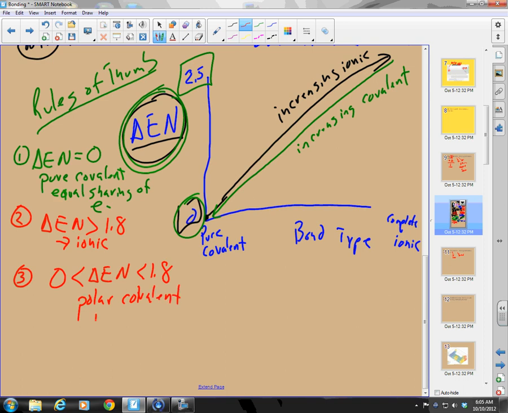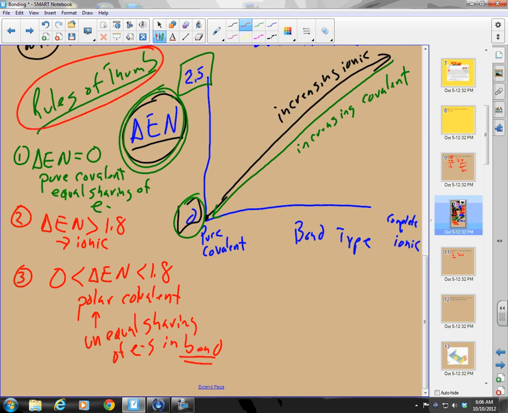And what does polar covalent mean? It means unequal sharing of electrons in the bond. And remember, we're talking about bond types. Now, like I say, these are rules of thumb, and depending on the book, you might see different interpretations. And don't get too tied into the number like 1.8. If I have 1.7, are we going to say, ooh, that's polar covalent, and then 1.8, it magically becomes ionic?